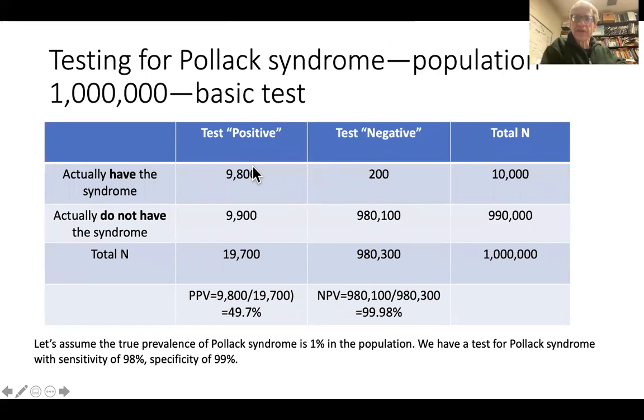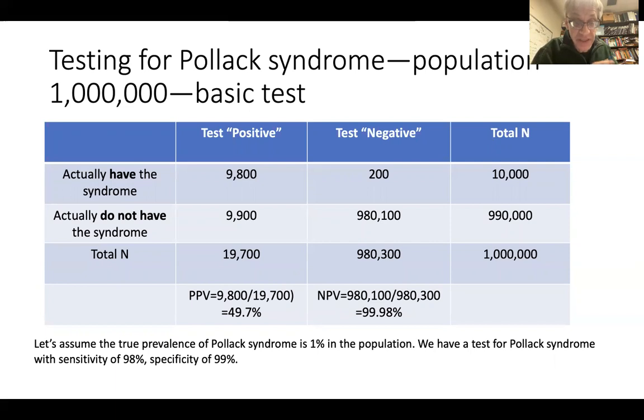So let's suppose that we have something called Pollack syndrome that we're looking for. And we have a population of 1 million people that we're studying. In that population, 1% of the people have Pollack syndrome. And we've got a test for Pollack syndrome, and it's got a sensitivity of 98%, and a specificity of 99%. So 1% of the population have Pollack syndrome. That's 10,000 people out of 1 million.